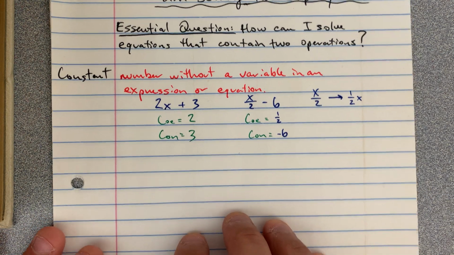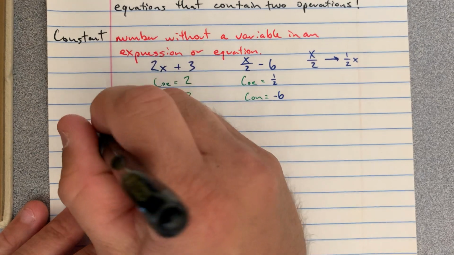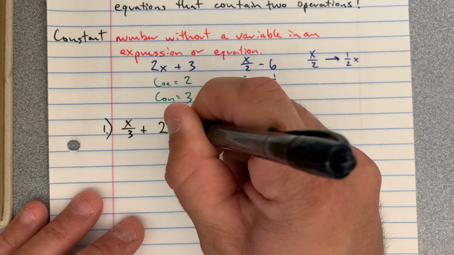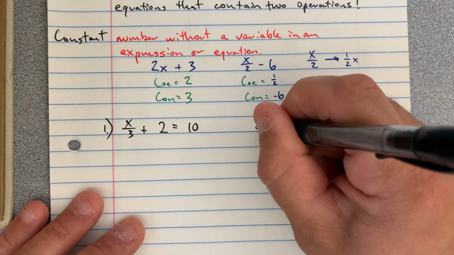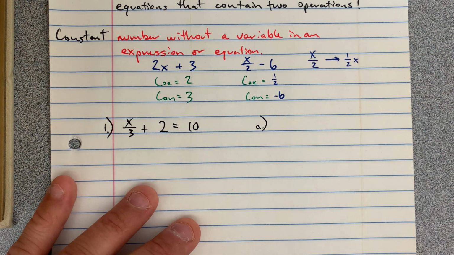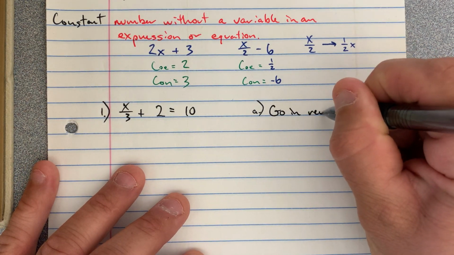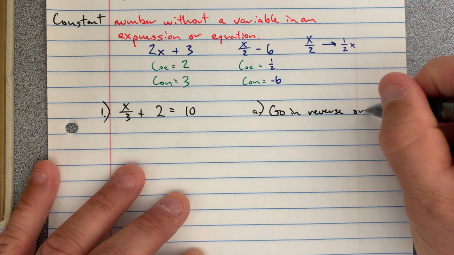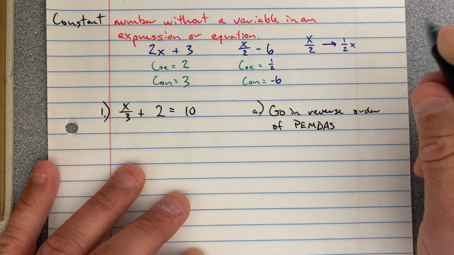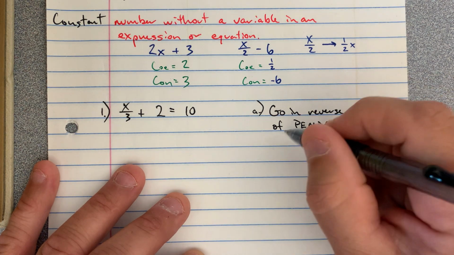All right, so let's start with some examples and go through some specific rules to follow when solving two-step equations. Example 1. x over 3 plus 2 equals 10. The very first thing we need to do is, obviously, we want to get the variable by itself. And in order to do that, we have to go in reverse order of PEMDAS, and we still use inverse operations.